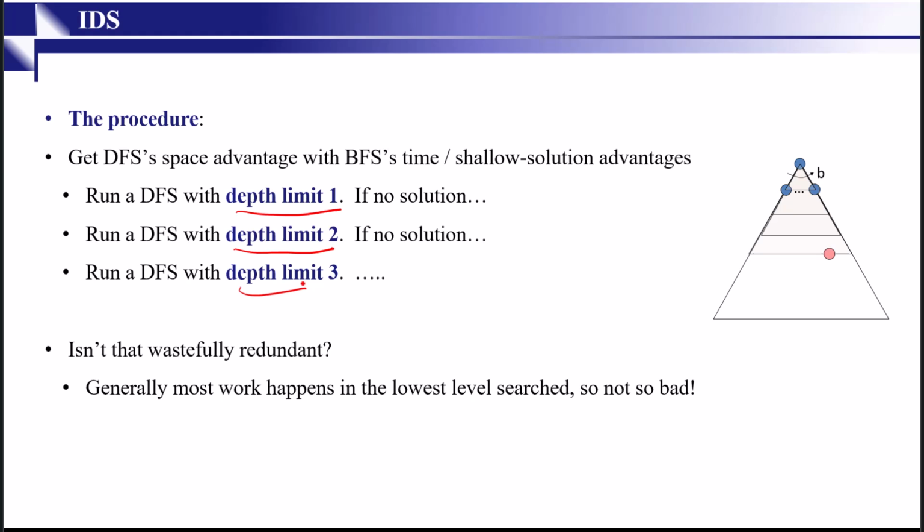At first glance, this might seem wastefully redundant, since we seem to be re-exploring the same nodes multiple times. But in practice, most of the work actually happens at the lowest level of the search tree. Because of that, the overhead from repetition is relatively small if we compare it to the overall efficiency that IDS provides.